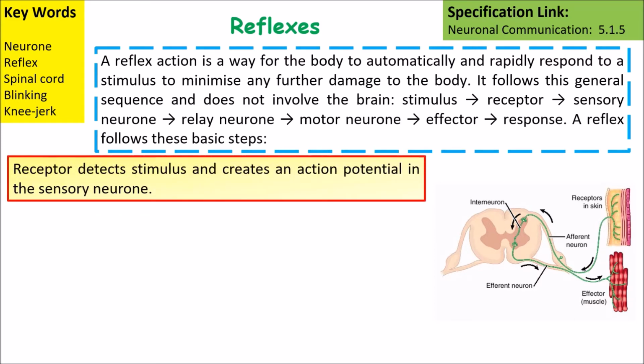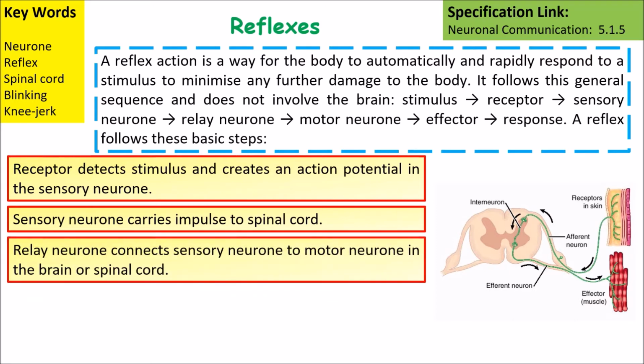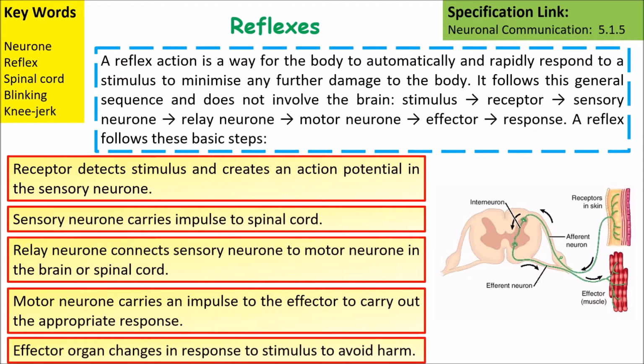So the receptor detects the stimulus and creates an action potential in the sensory neuron. The sensory neuron carries this impulse to the spinal cord. The relay neuron connects the sensory neuron to a motor neuron in the brain or spinal cord, and the motor neuron carries the impulse to the effector to carry out the appropriate response. The effector organ changes in response to the stimulus to avoid harm.